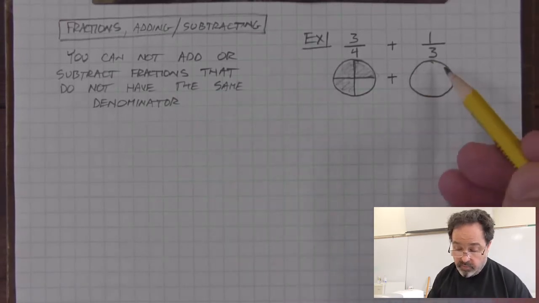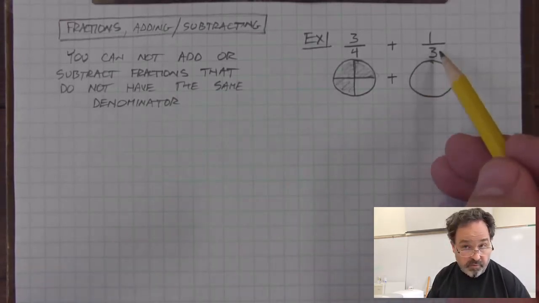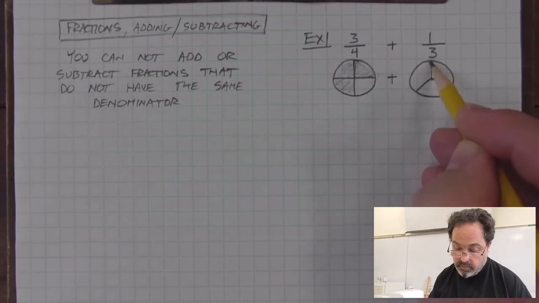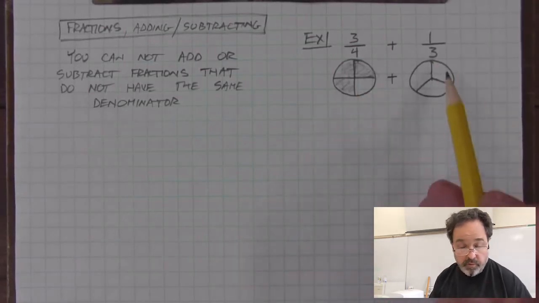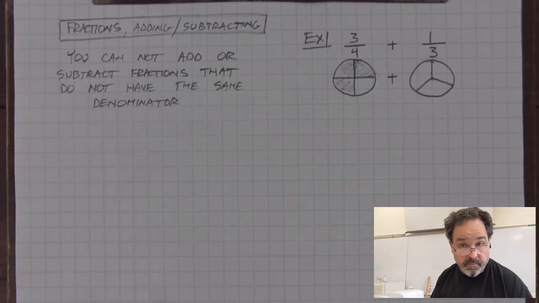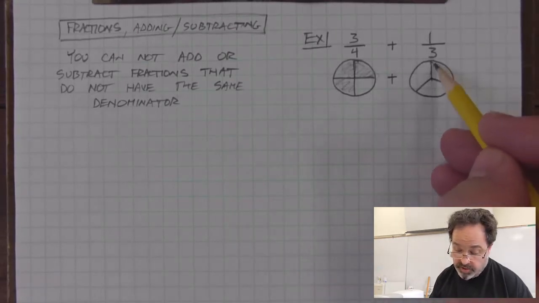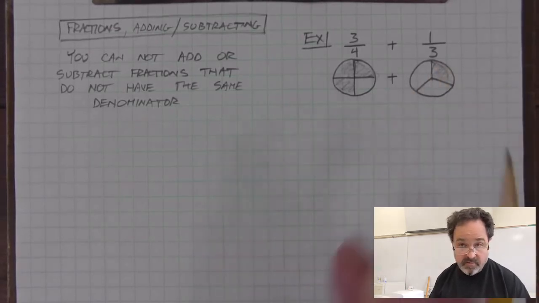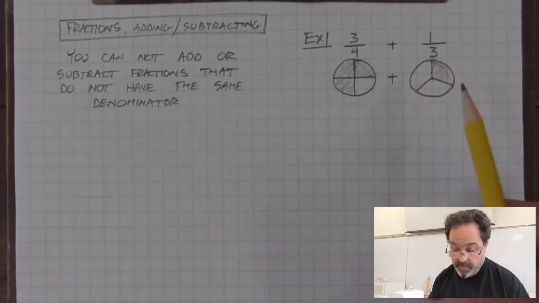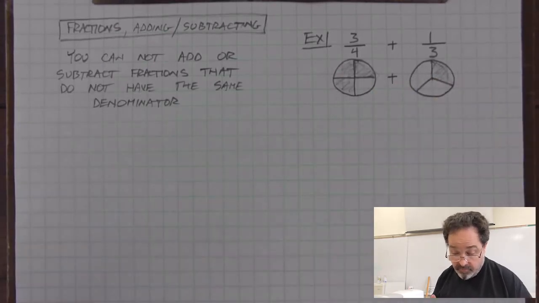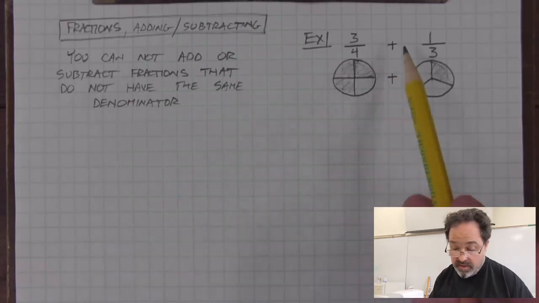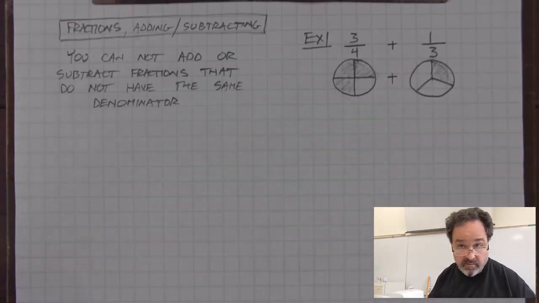If I have another circle to represent a fraction in thirds, I want to make each slice a third of the circle. Quarters and thirds are different sizes. 1/3 I could shade to be one of the slices in this circle. Comparing quarters and thirds, I can visually see that they're different size pieces. So it doesn't make sense to add pieces that are different.